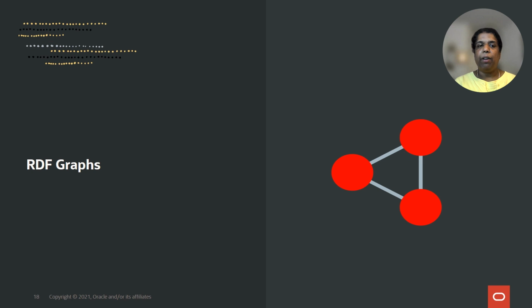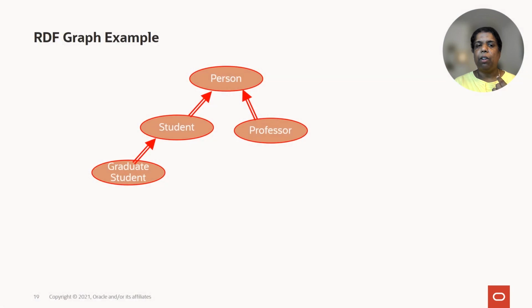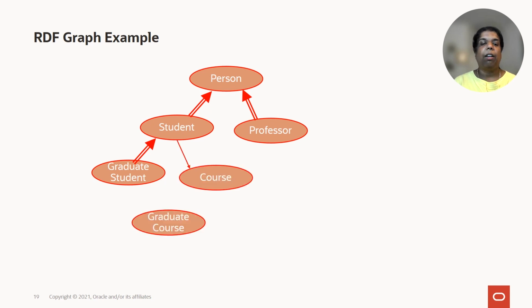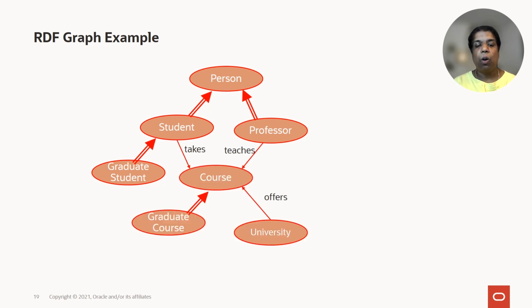Now let me move on to RDF graphs. So RDF graphs have a variety of use cases, and I'm going to explain one example. It's used to represent information about a particular domain. It can also be considered as an ontology. So let's say in a university context, you have these categories of classes. You have a student is a type of person, a professor is a type of person, a graduate student is a type of student, a student takes a course, a graduate course is a type of course, a professor teaches a course, and so on.